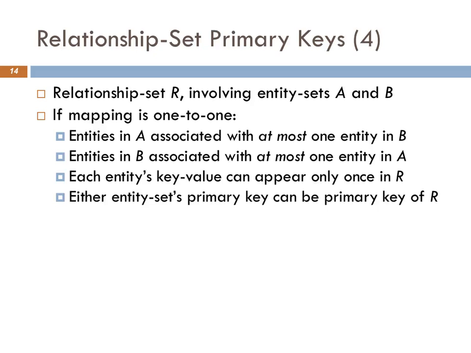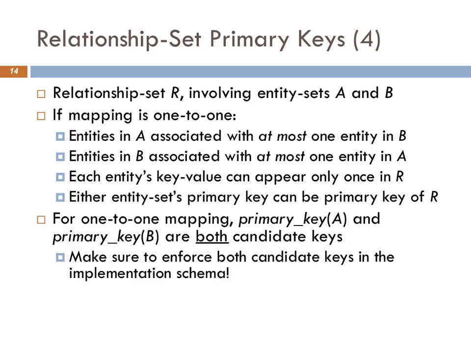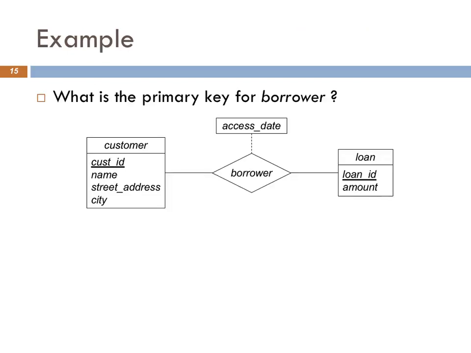Like I say on the slide, either entity set's primary key can be the primary key of R. So really we want to enforce both of these, because if we do, then the database will automatically enforce for us that this is a one-to-one mapping. And then our database can't represent something invalid. So, pretty cool. This allows us to model things pretty carefully.